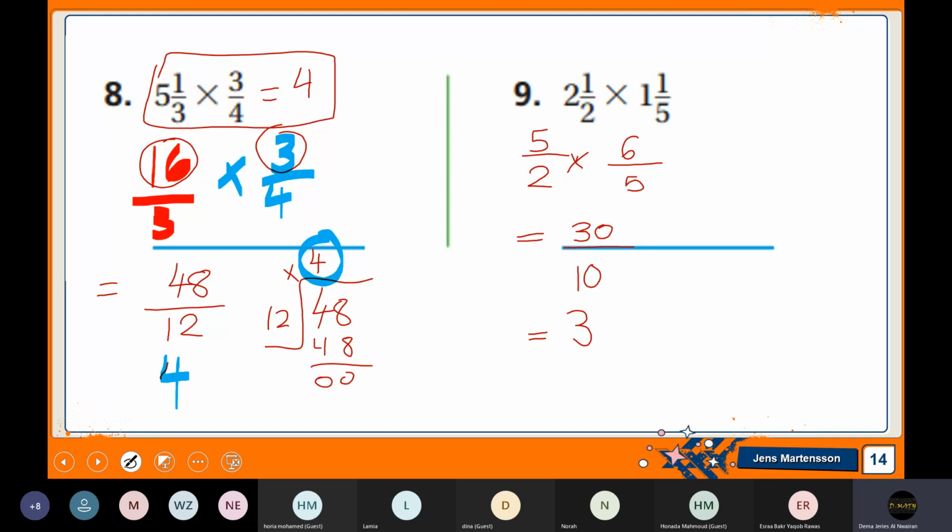Okay, Hala, Bashar. Before that, what's the answer for number 9? 3. Okay. Now, after we finish number 9, go back to page 472 in order to solve example number 2.